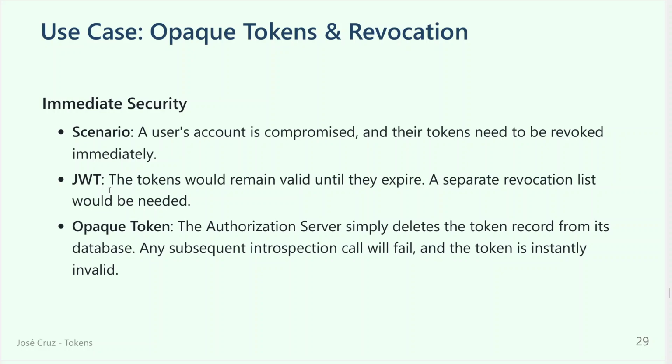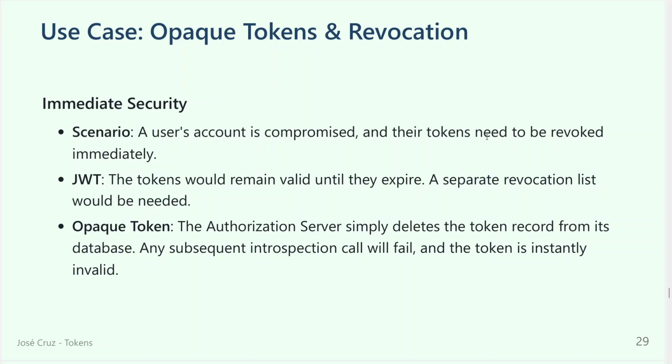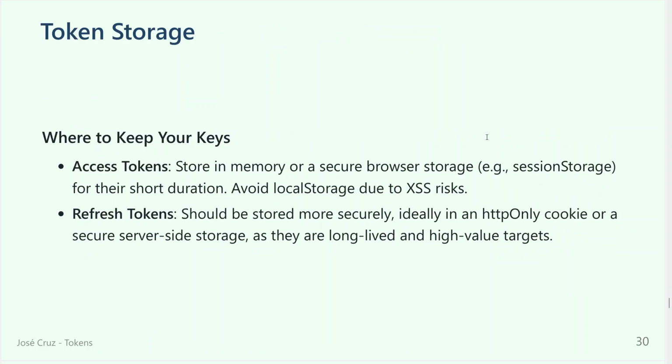Probably you already knew about it, but now you understand better why you should put a very short lifespan on the access tokens that are JSON web tokens. An opaque token, okay, the authorization service simply deletes the token record from its database. And any introspection, meaning when someone calls introspect on this token, the authorization service says, I don't know anything about it. And that's it. So there will be no information provided to the client.